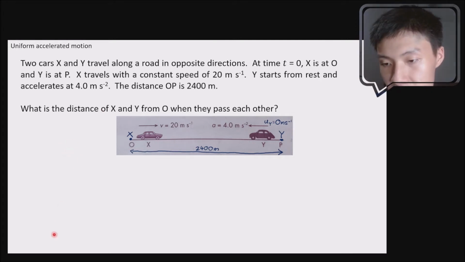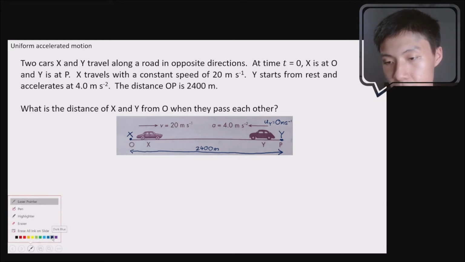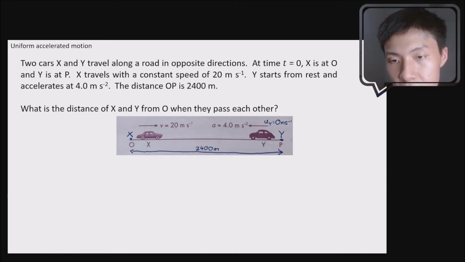It's not that difficult actually. So you know that car X will start from this point O over here. Car Y will start from this point P over here. So what you know is, if they want to pass by each other, these two cars have to overlap at some point. So X has to be here, Y has to be here. We don't know where the point is, but let's say it's here.